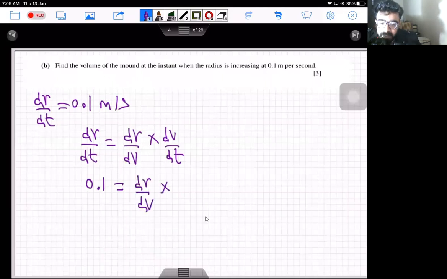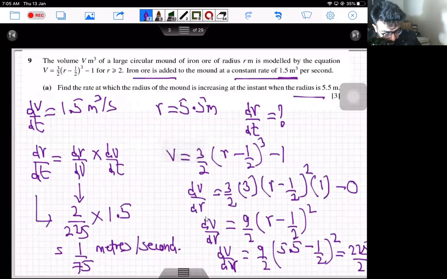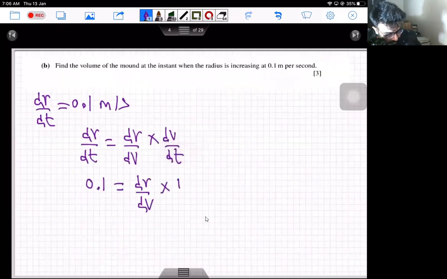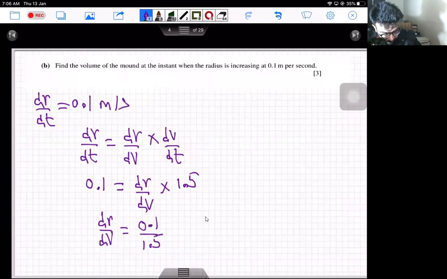And then multiply it with dv over dt, which is given to us already in the question, 1.5 meter cube per second. So dr over dv is supposed to be how much? 0.1 divided by 1.5, this is 1 over 15. The value of dr over dv is 1 over 15. Now since dr over dv is equal to 1 over 15, this means that dv over dr, we have to just reciprocate the fraction. This will be equal to 15 over 1, which is 15.